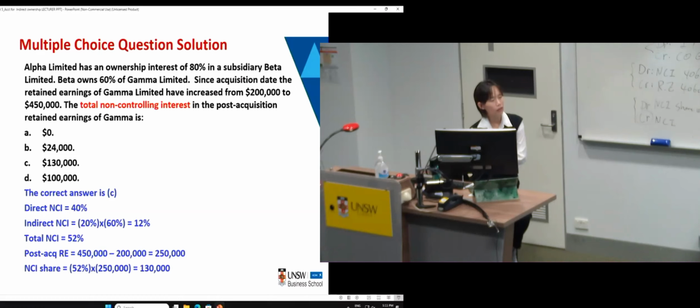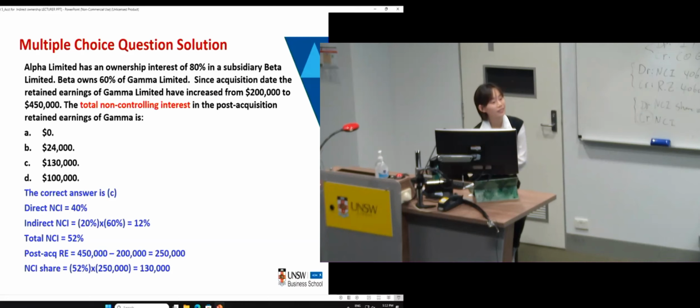And the NCI, Gamma's post-acquisition equity balance, we allocate to both DNCI and INCI, which in other words, both of these two parties receive a share of the post-acquisition equity of Gamma. So your allocation therefore is based on 52%. So 52% multiplied by 250,000, C is the right answer.